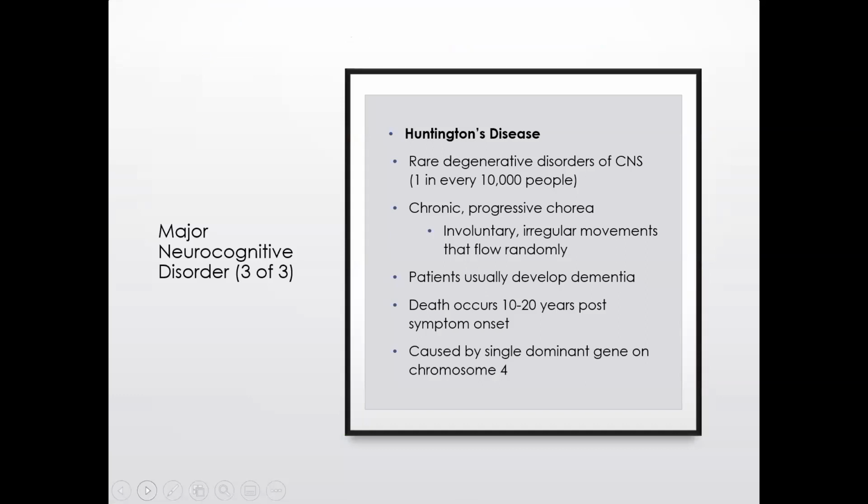Huntington's disease is another neurocognitive disorder. This is a rare degenerative disorder, and it can be found in about 1 in every 10,000 people. Patients usually develop dementia, and death occurs about 10 to 20 years post-symptom onset. So if you are identified as having Huntington's disease at the age of 30 to 40, which is kind of the common age range they see, they would look at death occurring between the ages of 40 to 50 if you were diagnosed with it at the age of 30 and start having symptoms. So it is typically a fatal disease, which is very sad and unfortunate, and there's not a cure for it at this point in time.